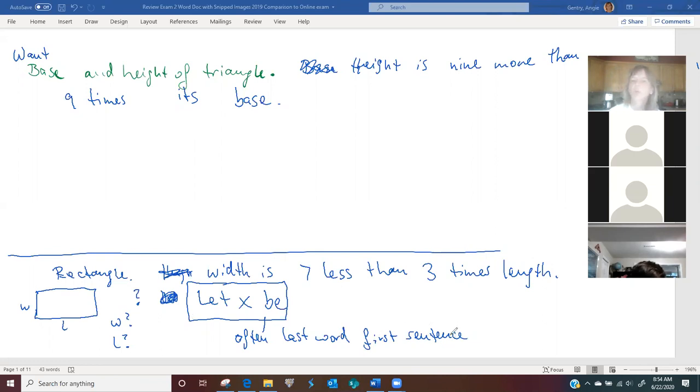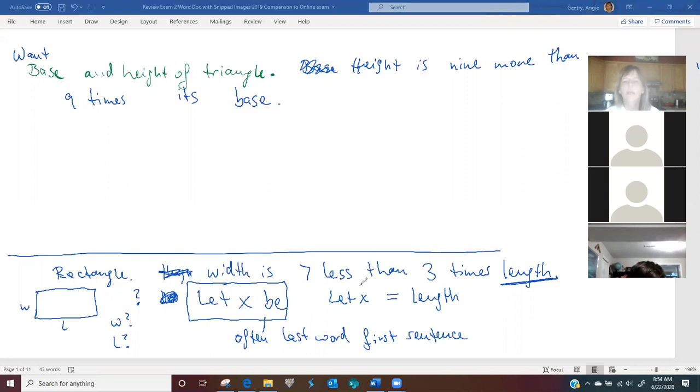You can also ask, what is the other one based on? If the width is 7 less than 3 times the length, it's based on the length, isn't it? The width is based on the length. So we're going to let x be the length. Some people use the equal sign. It doesn't matter.